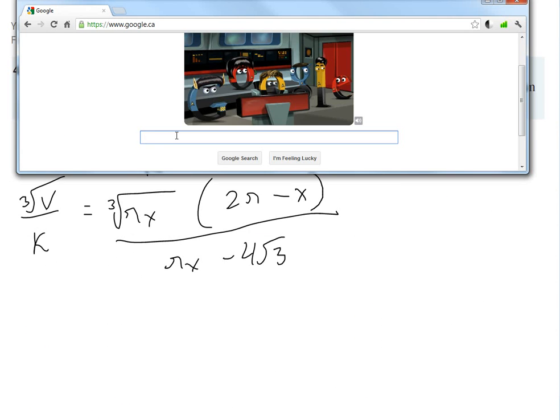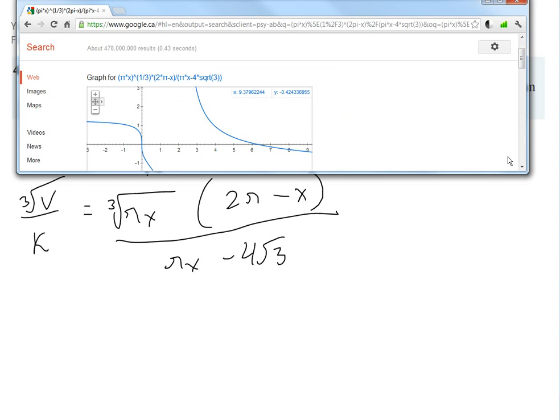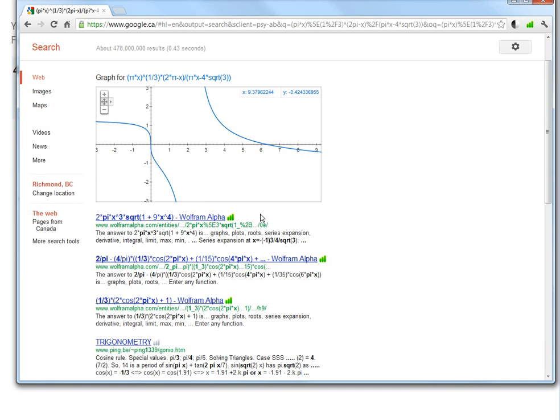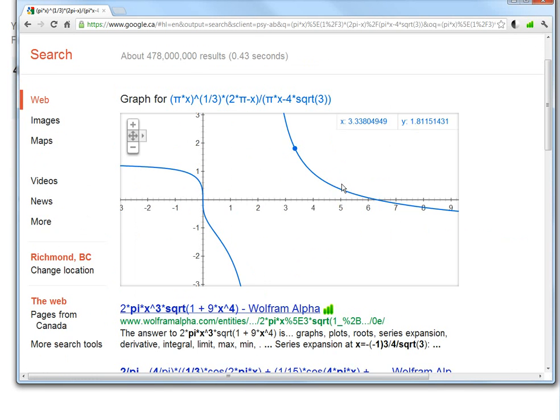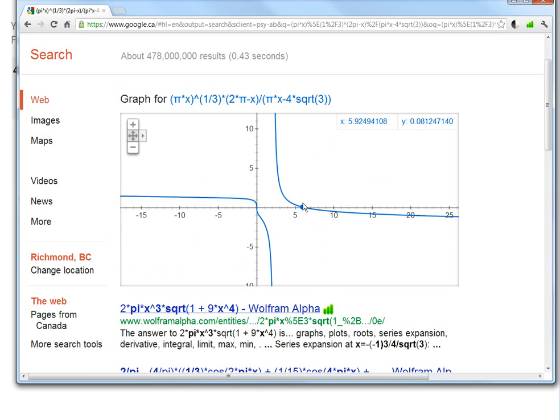So we plug this equation into Google here: pi times x to the power of 1 over 3, which I already wrote before, times 2 pi minus x, all divided by pi times x minus 4 times square root 3. If we graph this out, the graph should look something like this. Hopefully I didn't make any mistakes.